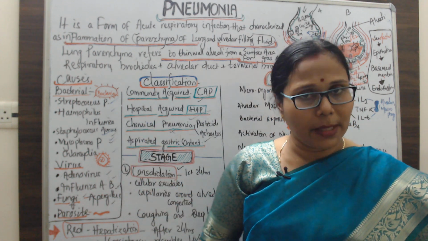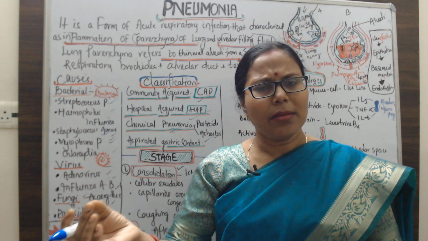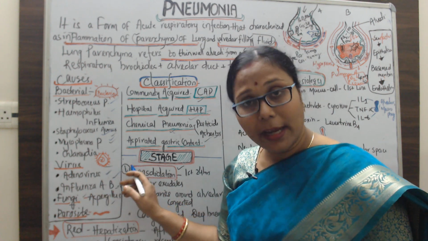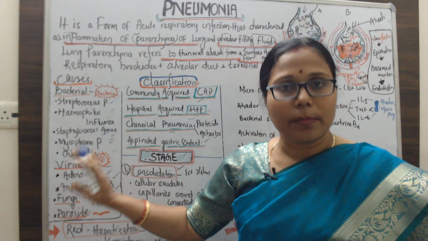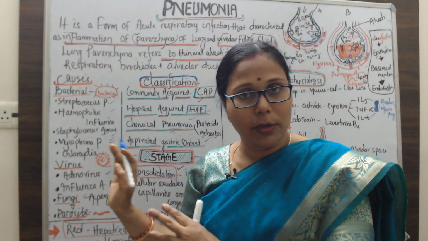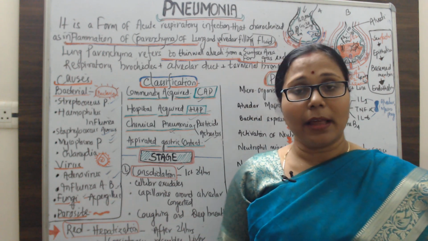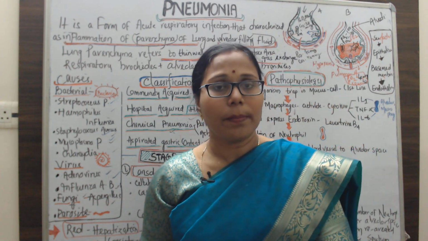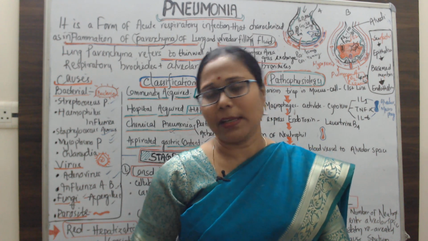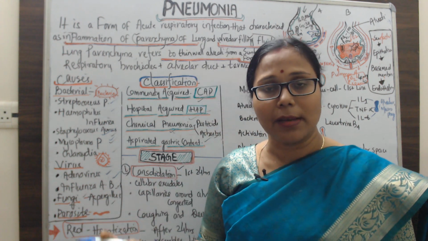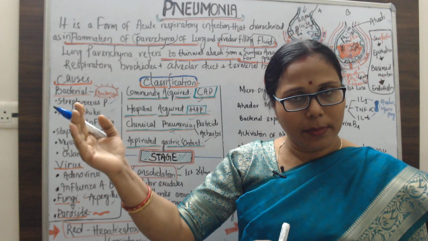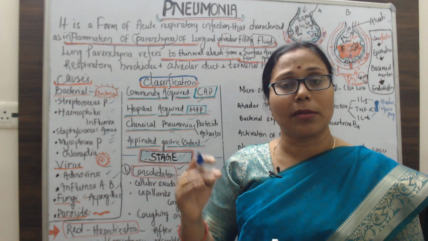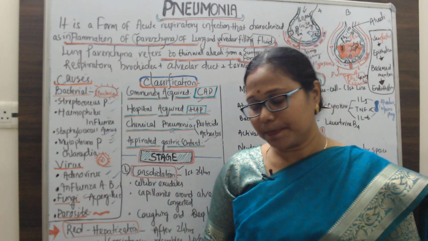Viruses can also be the cause. There is a 25% chance of it being viral. The adenovirus and influenza A and B are the main causes of viral pneumonia. Fungi such as Aspergillus, and parasites, can also cause pneumonia, but that is called atypical pneumonia, because the virulence is less.